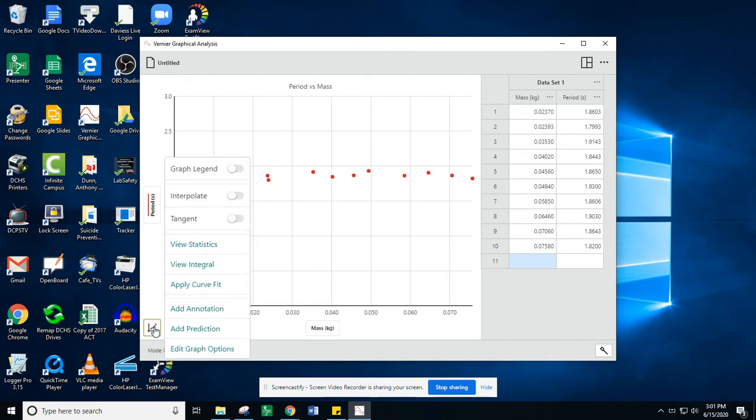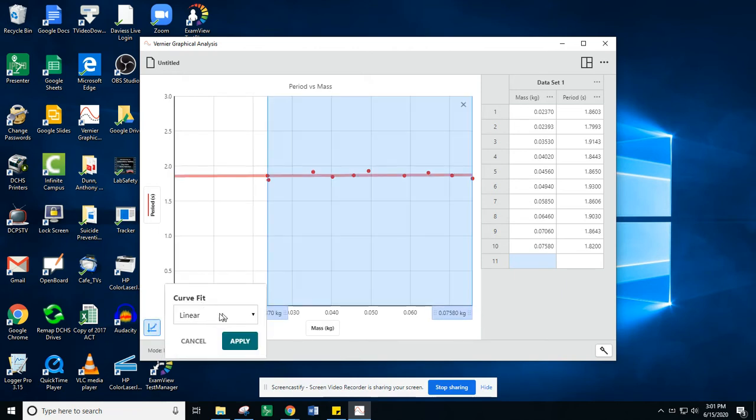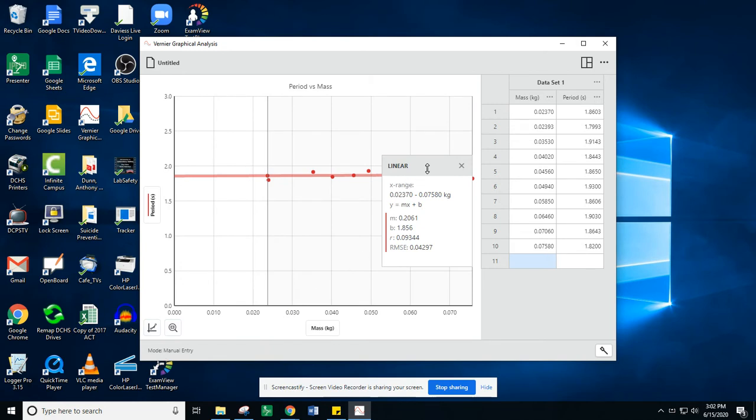So let's do a best fit line. We want to apply curve fit, and it should be linear, and apply. Notice what this does when you do that. It gives you some information about this line. It gives you a slope, and it gives you a y-intercept. Notice the y-intercept is right in the middle of these numbers. And the slope is 0.2, which would mean that it's probably within the uncertainty of our measurement ability.